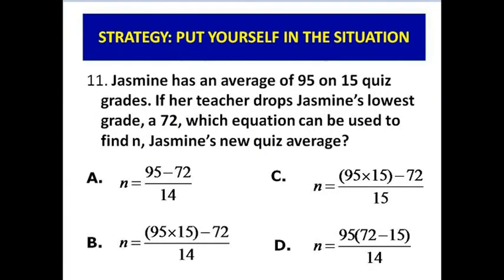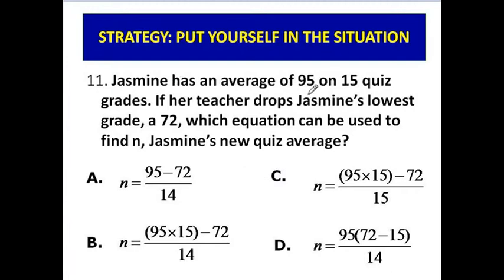Let's take a look at a little bit of averaging here. Found you a problem. In this problem, it says Jasmine has an average of 95 on 15 quiz grades. If her teacher drops Jasmine's lowest grade, a 72, which equation can be used to find N, Jasmine's new quiz average? Not certain why, but this kind of question seems to show itself on darn near all the TAKS tests at the 8th grade level that I've seen. So it'd be nice to go over this one so that when it shows up on yours, you'll get it right.